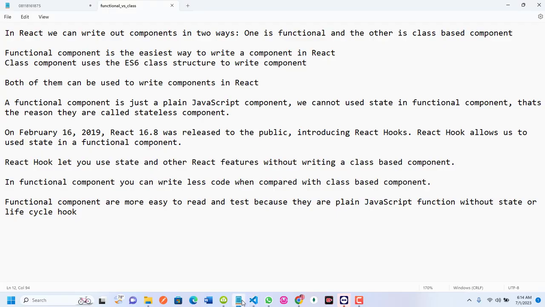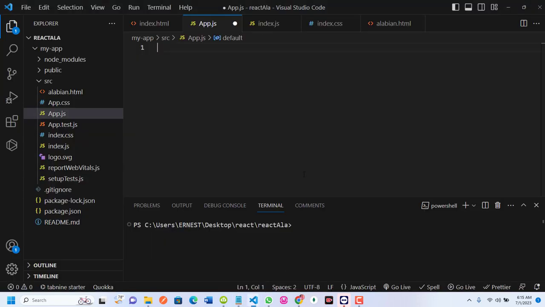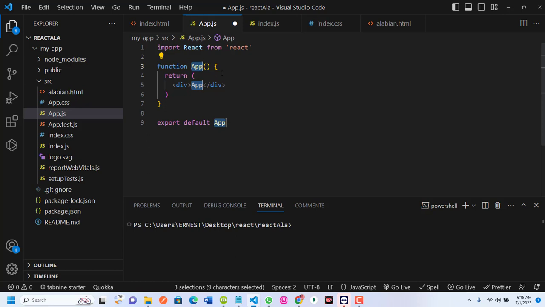So we move on. The next one: both of them can be used to write components in React. This is one of their major similarities. Both functional components and class-based components can be used to write components in React. A functional component is just a plain JavaScript component. We cannot use states in functional components. So if you look at this code, let me go back again. This is a plain JavaScript function. You can see a function keyword and the name of the function. So this is just a plain JavaScript function, very easy to read, and it is stateless.